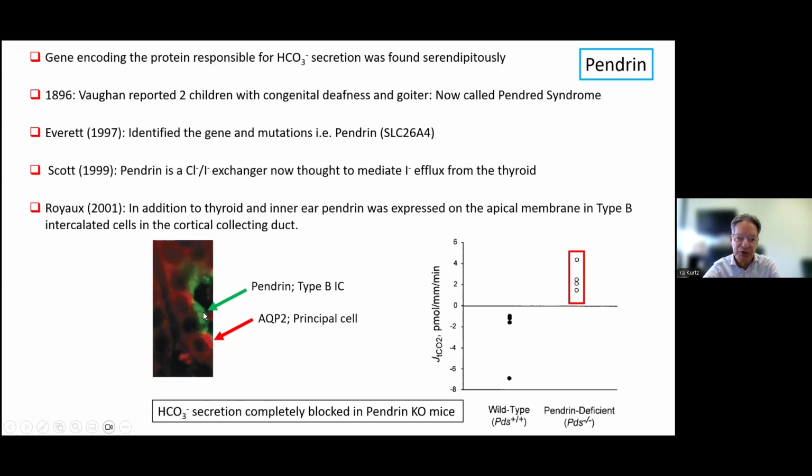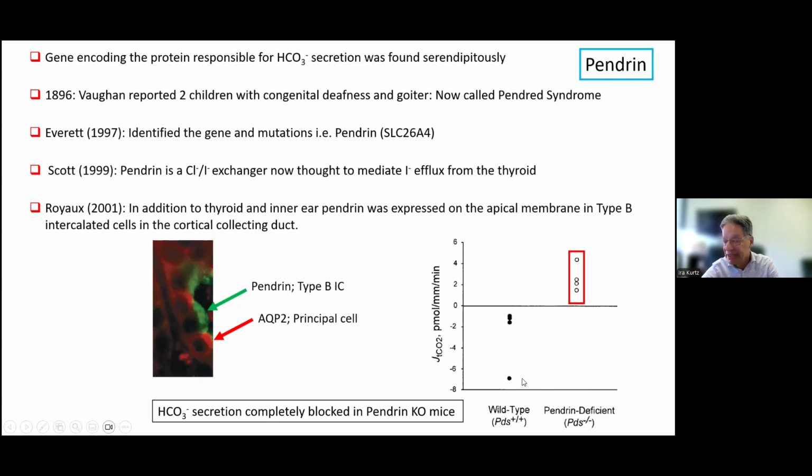Now, to prove that this cell was the cell secreting bicarbonate, they looked at pendrin knockout mice, where you delete the pendrin gene, and compared it to the wild type mice and looked at JTCO2, which means bicarbonate secretion in picomoles per minute per millimeter. It's corrected for length, but it doesn't matter. This is the amount of bicarbonate being secreted. It's in the negative direction because it's secretion, not absorption.